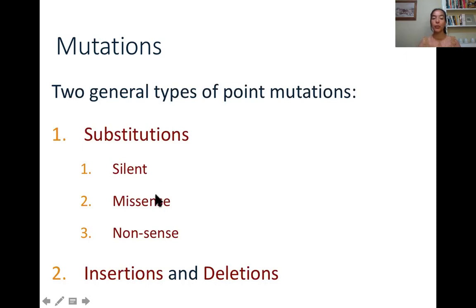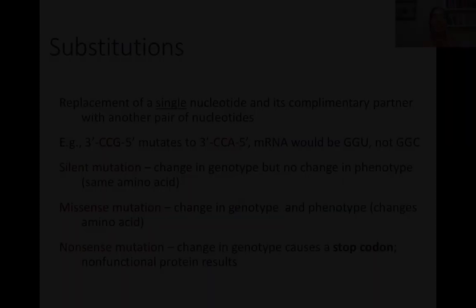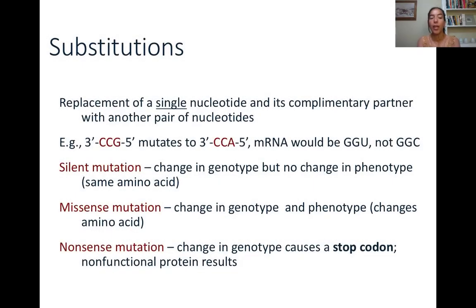And in the substitutions, we're going to have three types of substitutions. Some that are silent, others missense, and nonsense. Let's see what that means. Substitutions, we are going to have a silent mutation when there is no change in the phenotype. We have the same amino acid. Missense mutation is going to have a change in the genetic information and in the phenotype. In nonsense mutation, we're going to have the change in genotype that causes a stop codon.